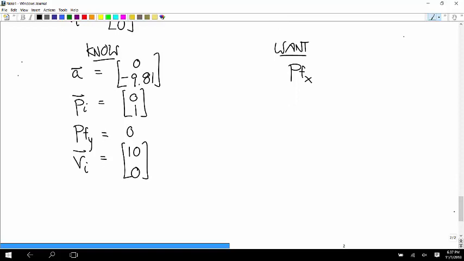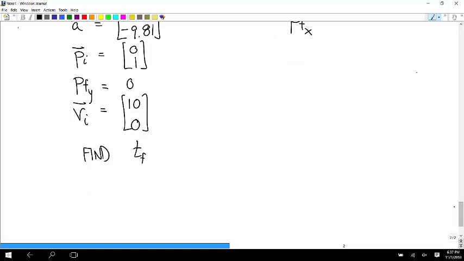And so the way you have to solve this, I think, is a way that's pretty common in these two-dimensional problems. There's no equation that gives us this right away. So we have to start by finding TF, and we'll use the y equation to find TF and then plug that into an x equation. So PFY is equal to PIY plus VIY TF plus 1/2 AY TF squared.